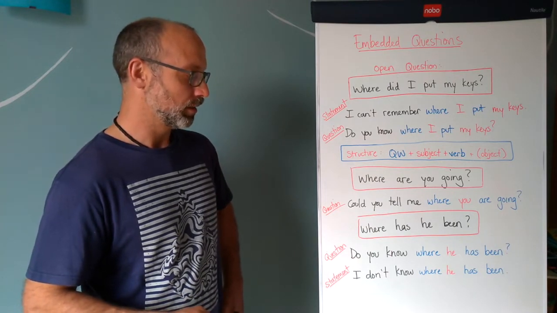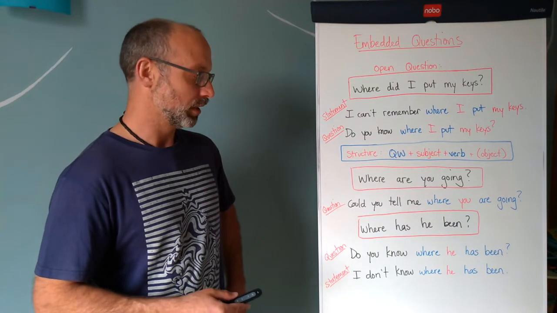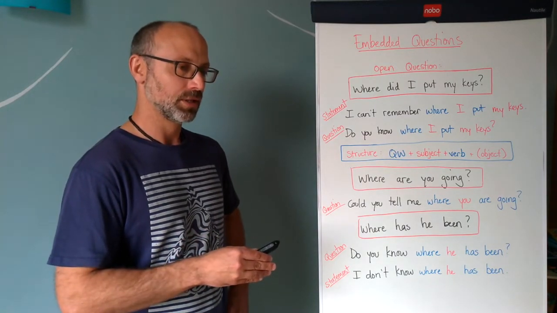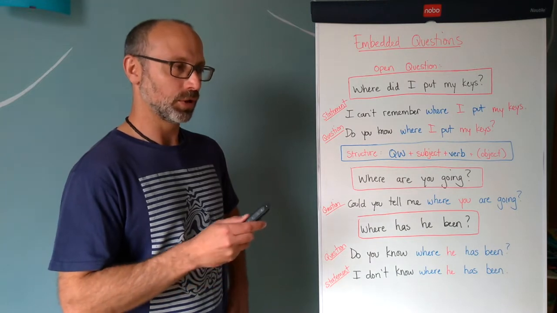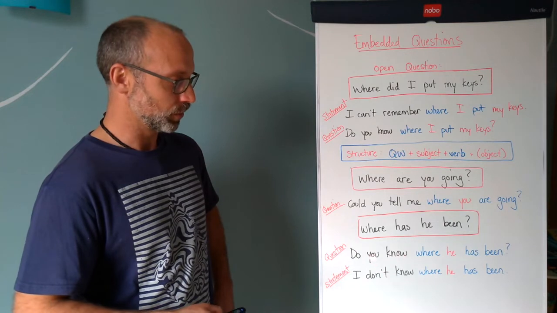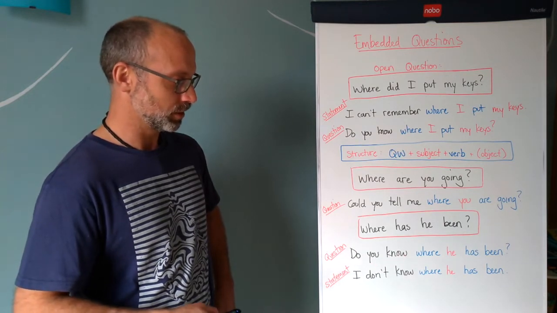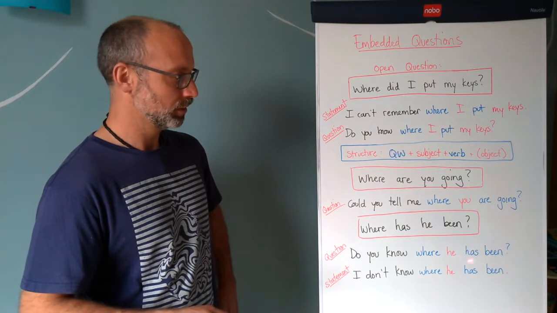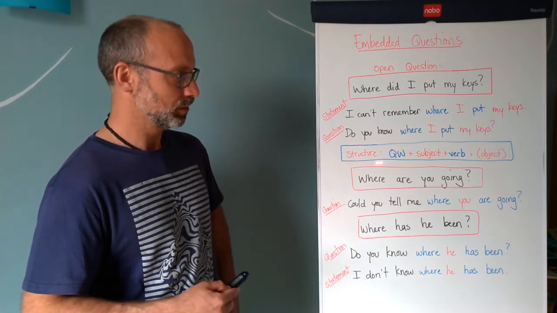All right, and you'll see in this example as well that a lot of times an embedded question is actually both the question and the response, okay? Because what we have here is a question itself and a possible response. So, do you know where he has been? All right, same structure as here.